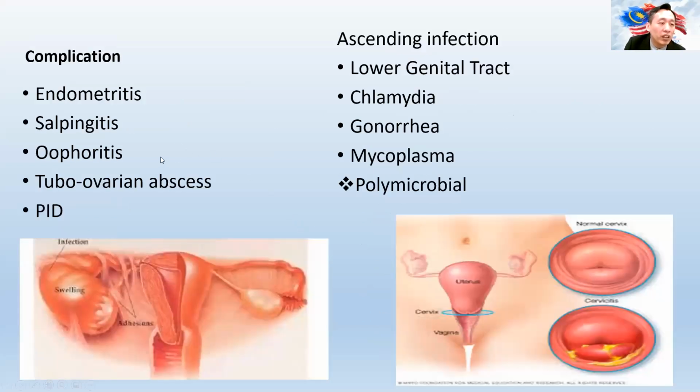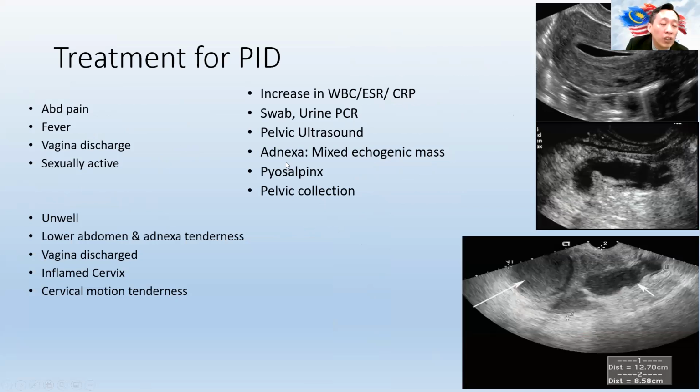Complications: endometritis, salpingitis, oophoritis, tubo-ovarian abscess, and pelvic inflammatory disease. These are due to the infection extending from the lower genital tract, from chlamydia, gonorrhea, mycoplasma. Most of the time it's polymicrobial, meaning there is more than one bacterial cause. So for PID, most of the time the patient will present with abdominal pain, fever, vaginal discharge, and most of the time they are sexually active.